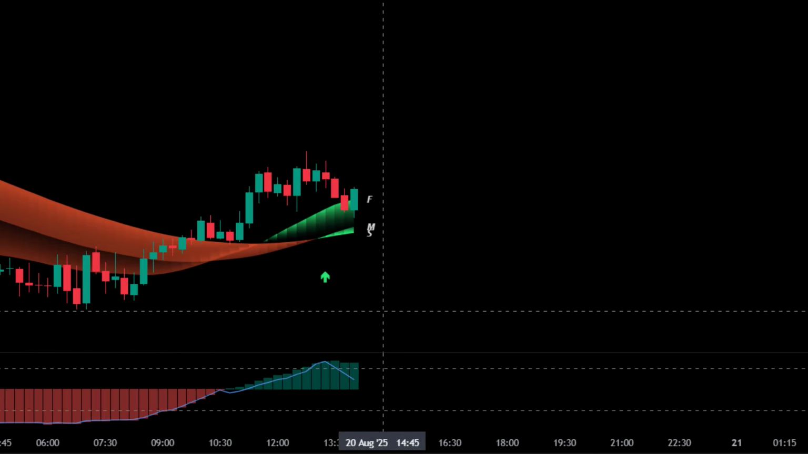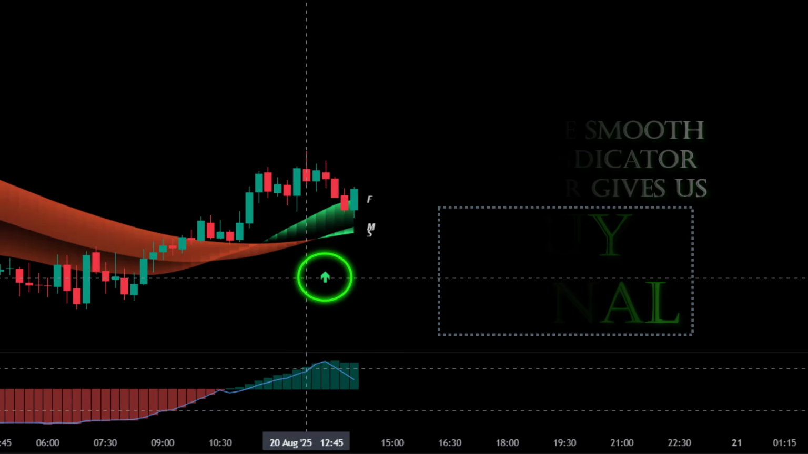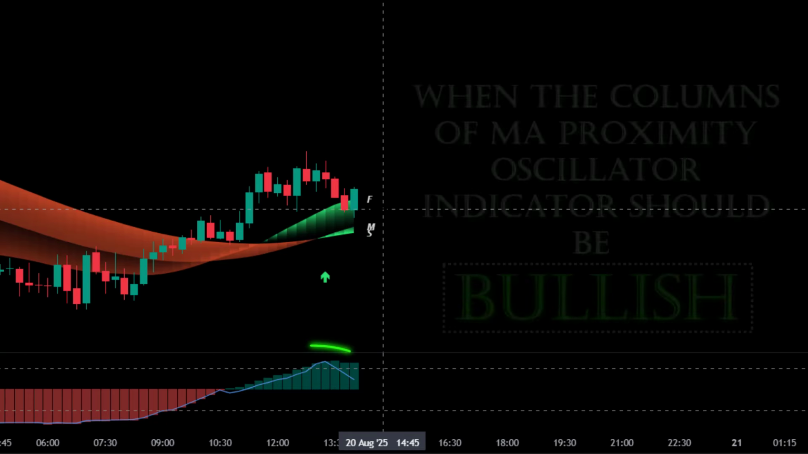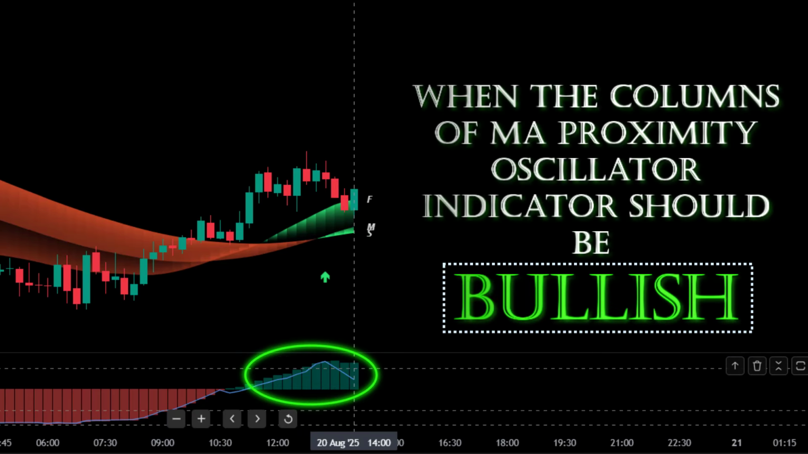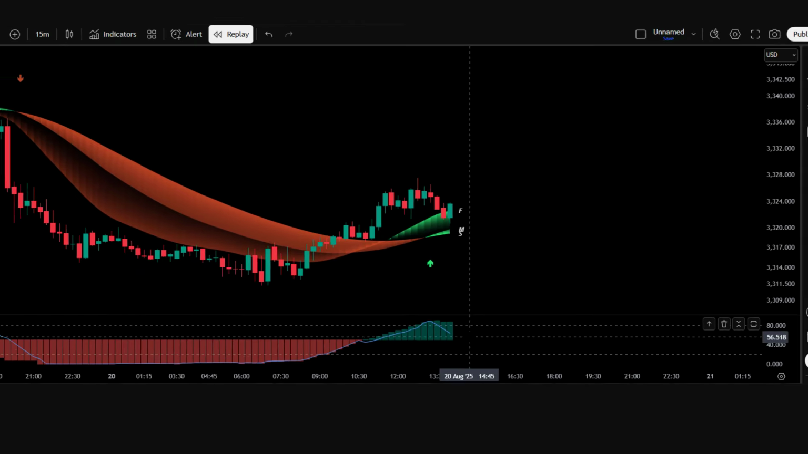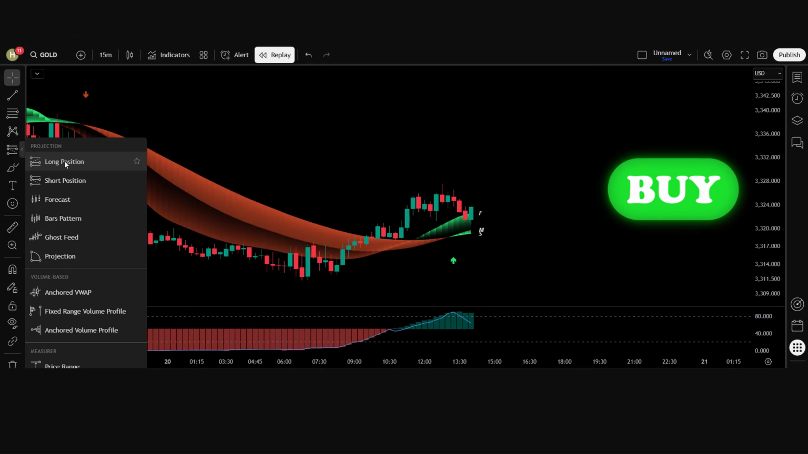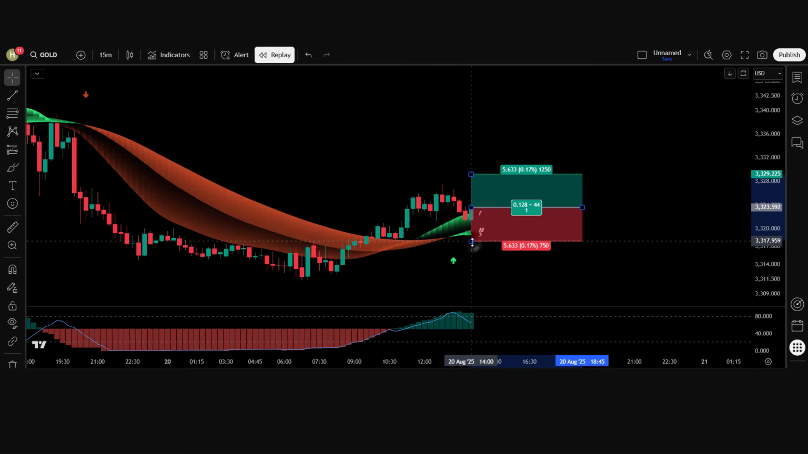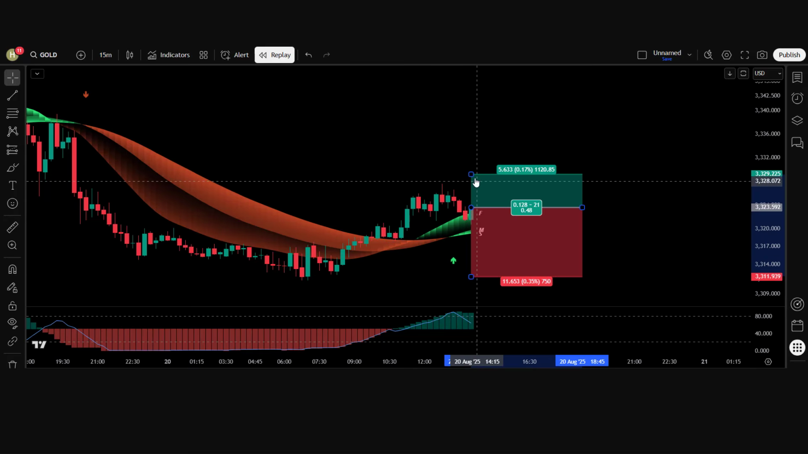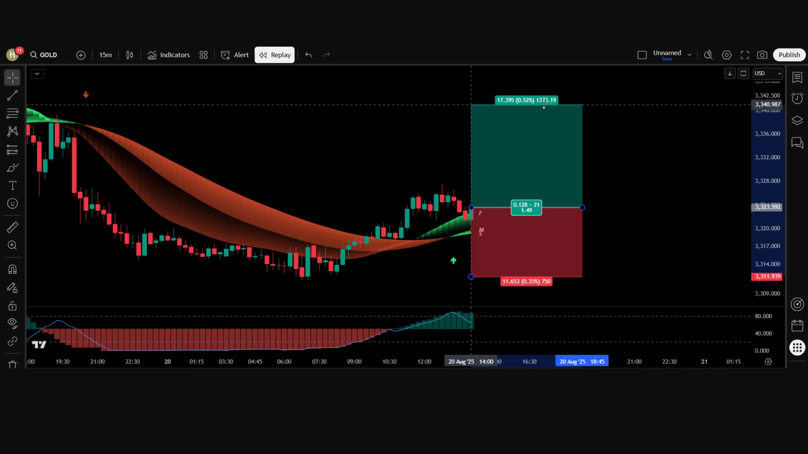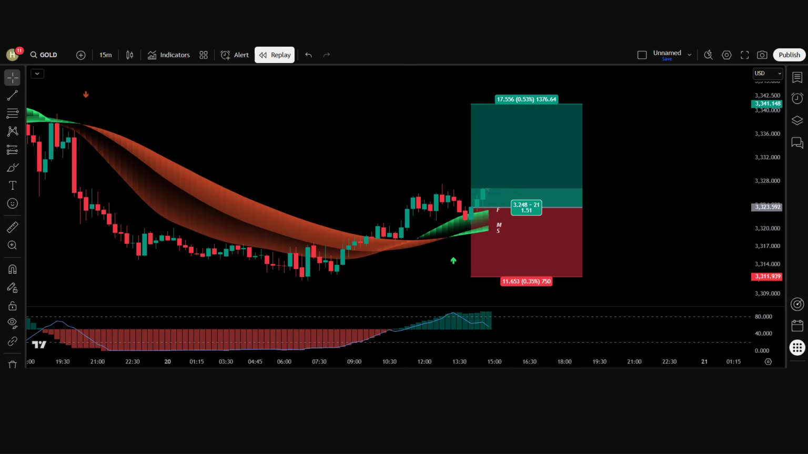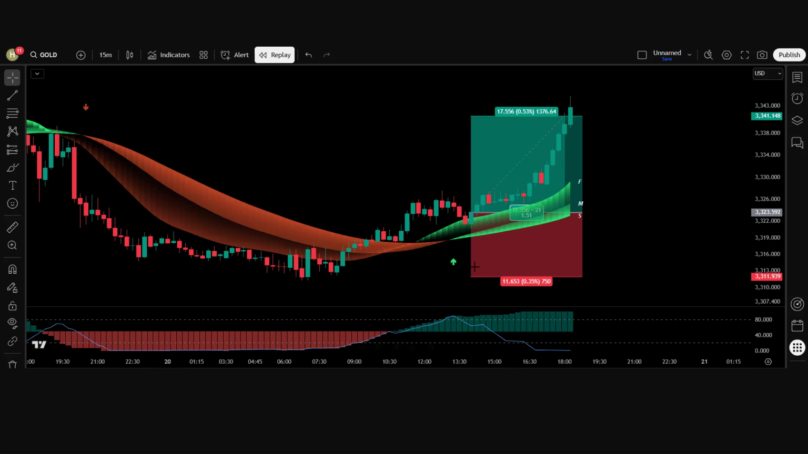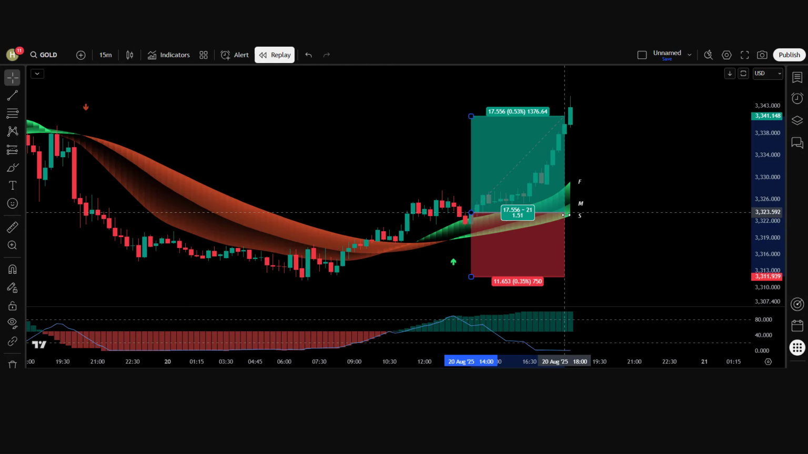Now, let's understand the concept where we will take buy and sell trades based on their conditions. When the Smooth Cloud indicator gives us a buy signal, when the market has formed a bullish candle, and when the columns of the MA proximity oscillator indicator are bullish, if this condition is fulfilled, then we will place a buy order. Our stop loss will be placed at the current market's lower level, and the risk to reward ratio will be 1:1.5. The market has completely hit the target.